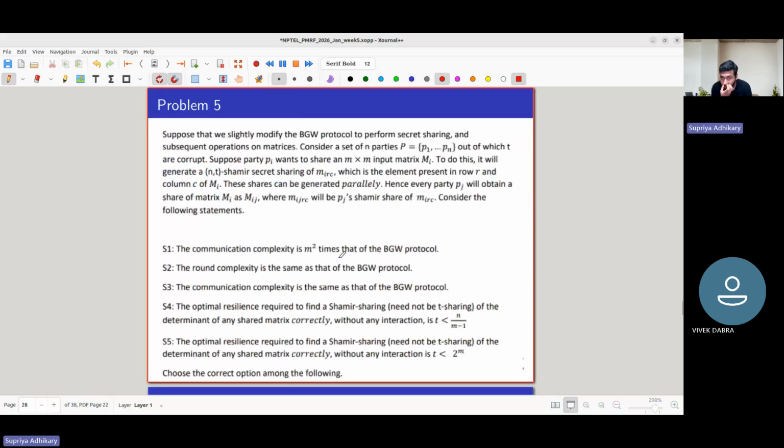Is there any difference between this modified BGW protocol and the standard BGW protocol? Only difference is that there is a matrix. If we consider the standard BGW protocol, which has only one element, and compare it with this matrix, then what will be the difference in communication complexity?